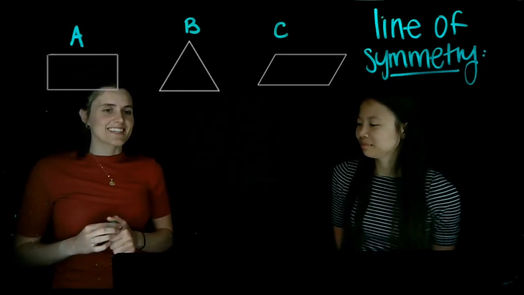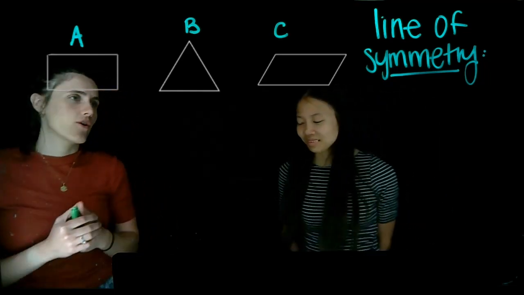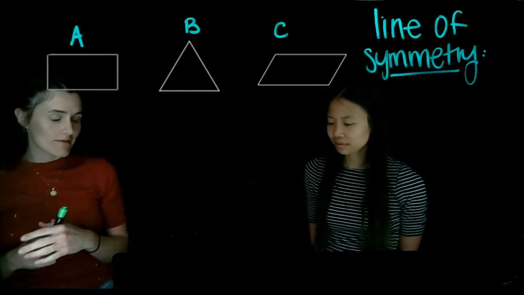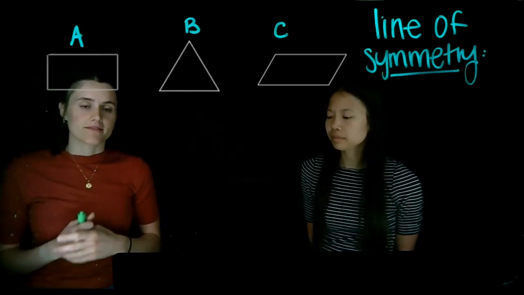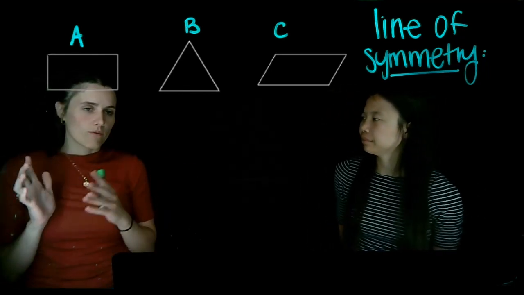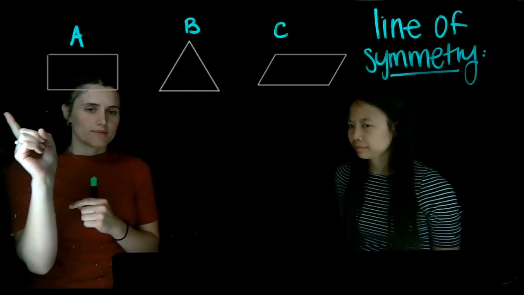Today's lesson is going to be on something called the line of symmetry. And you guys might be familiar with what symmetry is. If so, awesome. We're going to go over what it is and how we can see it in these three shapes, A, B, and C.